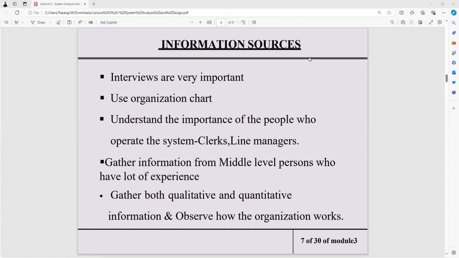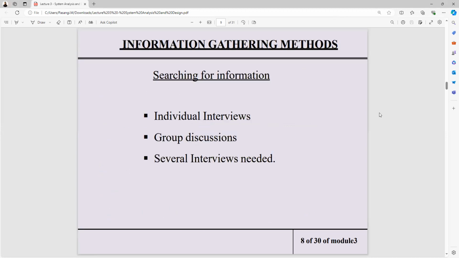And then, as the fourth one, we have to gather information from middle level persons. As the fourth step, we need to gather all this information from the middle level persons who have a lot of experience as well. We need to gather both qualitative and quantitative information and observe how the organization works as well.